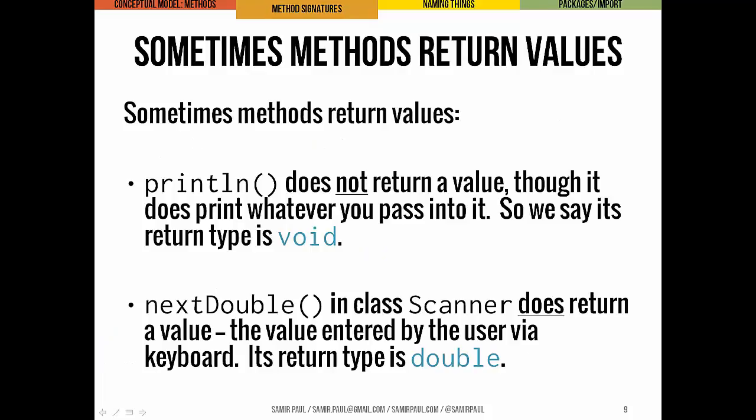Sometimes methods actually return values too, not always. So println does not return a value. Now that might be confusing at first, because you might think, well, when I print something to the screen, that's the output. But printing something to the screen is different from actually returning one value, from having one return value. So for println, though we do stuff, though we print something to the screen, there's actually no value returned from it. So we say that its return type is void. nextDouble, though, in the Scanner class, does return a value. That value is entered by the user via the keyboard. So the value that gets returned is a double.